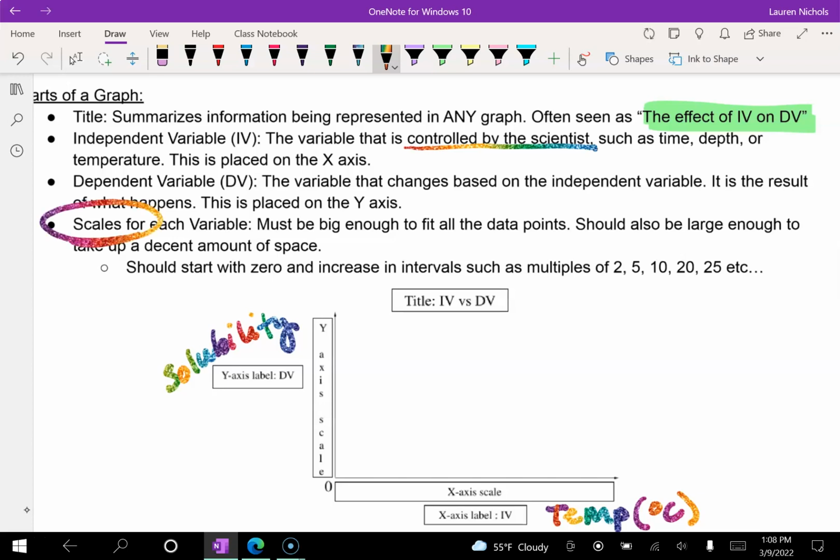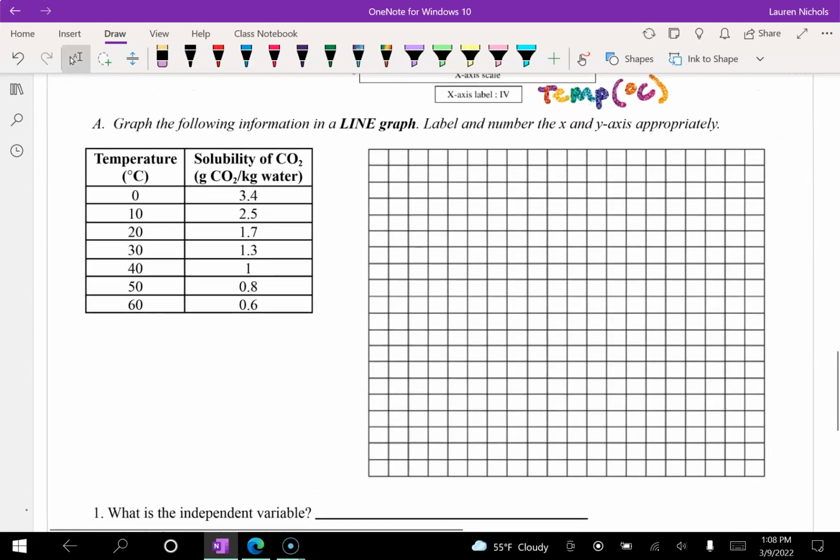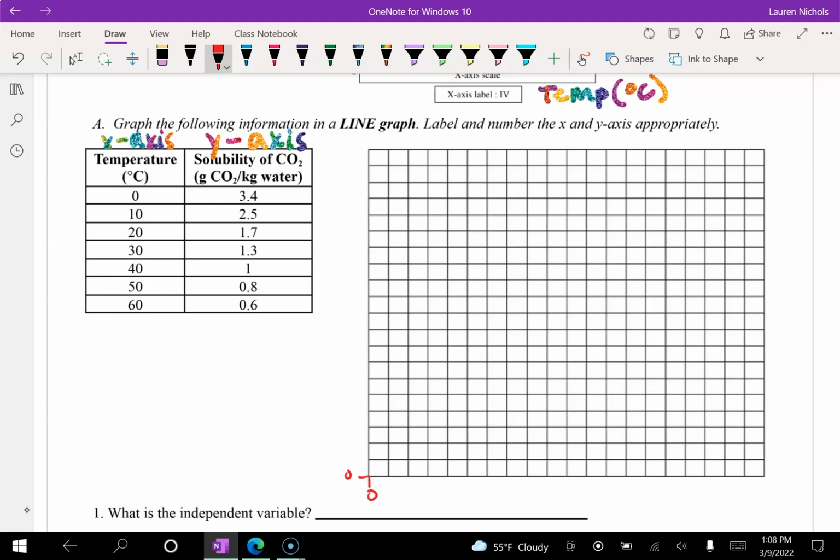Now your scale is probably the hardest part to do for students. So let's take a look at an example. So if you look at this here, we've got our temperature, which is going to be our x-axis, and our solubility, which is our y-axis, okay? One thing to keep in mind is your scale will always start at 0. So this point here on our graph is 0, 0, bottom left corner, and it needs to be able to fit the largest number. So if we look in temperature, our largest number is 60 degrees.